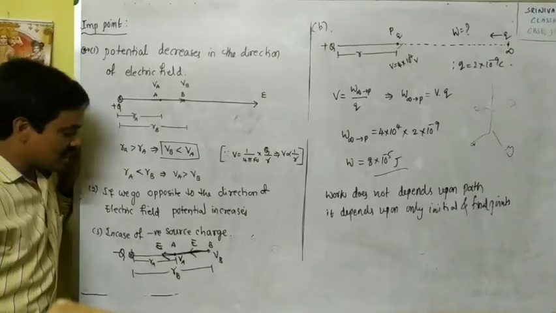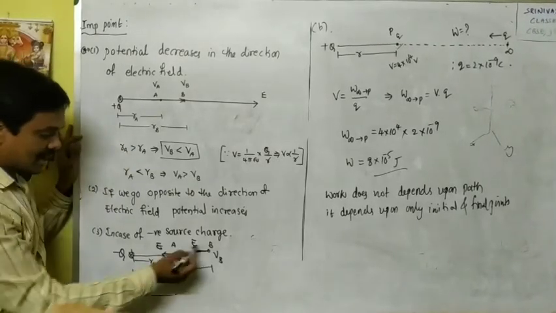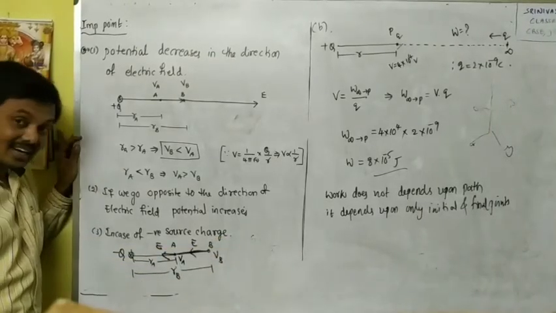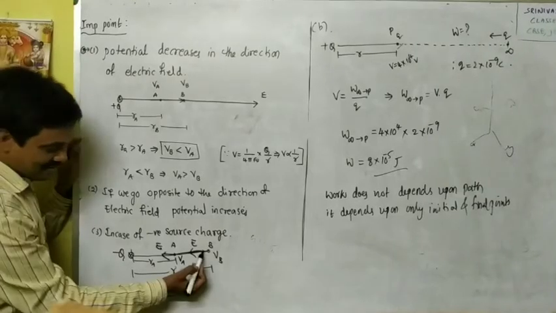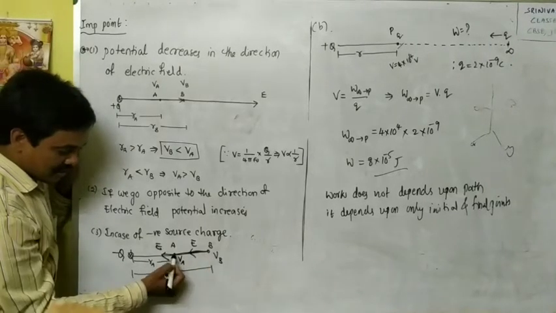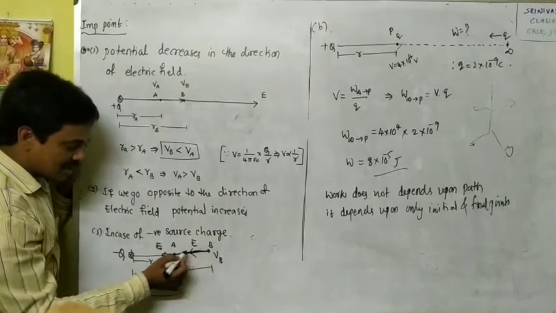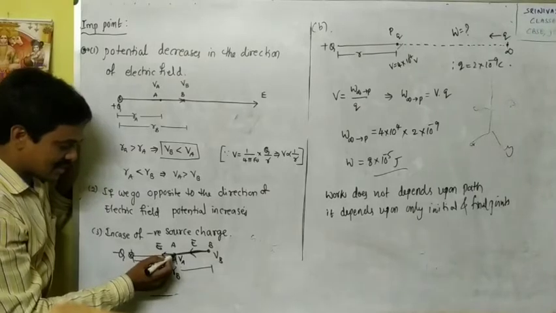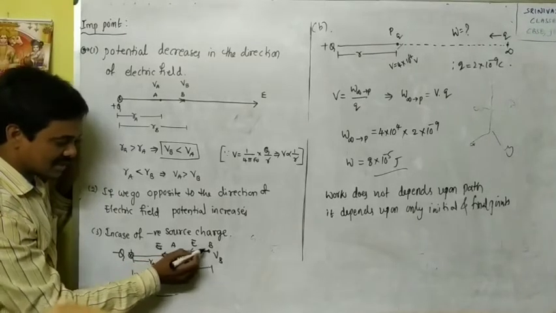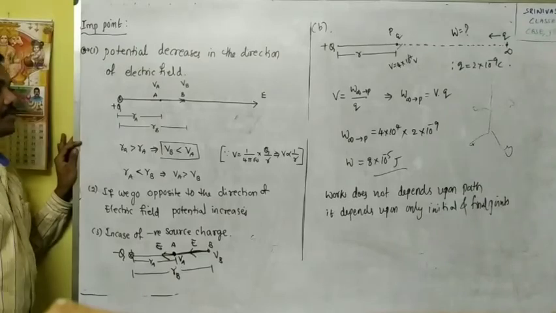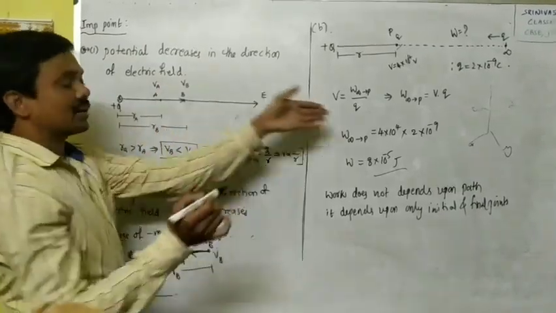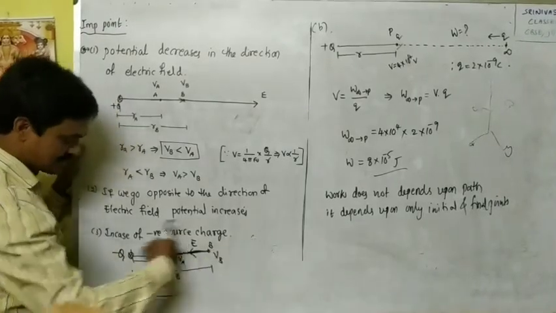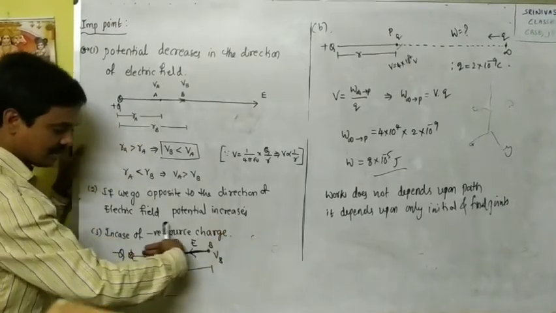Now tell me where the potential is high, at A or at B. Okay? If you go in the direction of the electric field, the potential decreases. Here we are moving from here to here. That means if you go in the direction of the electric field, potential decreases. Means at A, VA is less potential, VB is more potential. Here we are moving towards electric field, and when you go towards electric field, potential decreases.